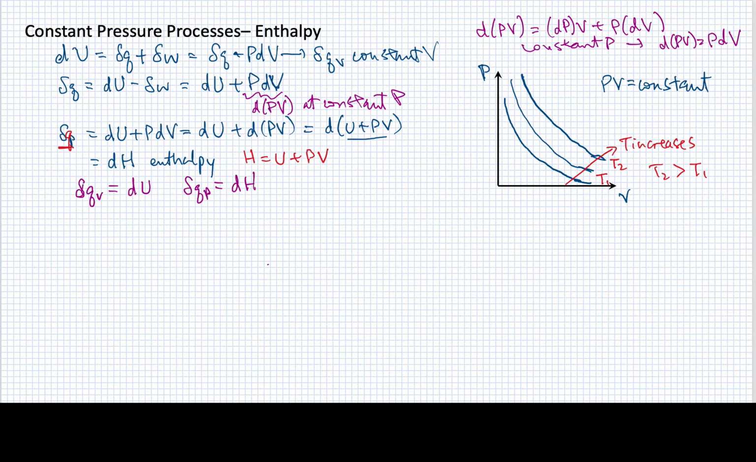All right, now what if I were to imagine a process where I start at a point P1, V1 that's on this lowest isotherm, and I were to move to the outermost isotherm.